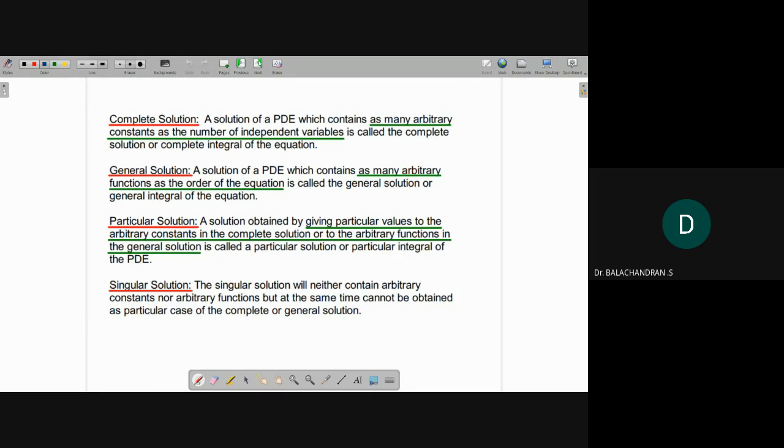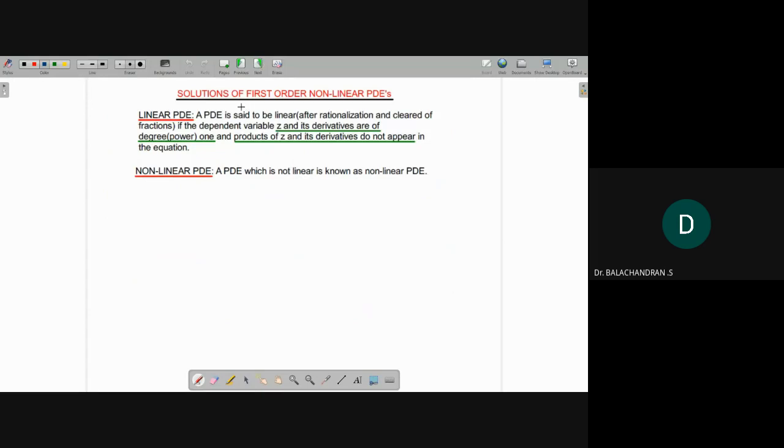Okay, so next, heading: solutions of first order non-linear PDE. So if you want to discuss first order non-linear PDE, before going to discuss non-linear PDE, what do you mean by linear PDE? A PDE is said to be linear if the dependent variable is z and its derivatives are of degree or power 1, and the product of z and its derivatives do not appear in the equation. So this is the definition for linear PDE. A PDE which is not linear is known as non-linear PDE.